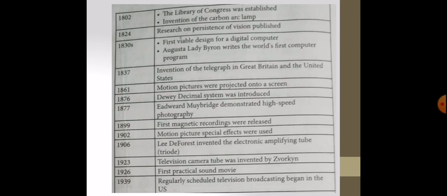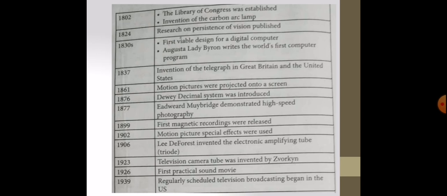In 1837, invention of the telegraph in Great Britain and the United States. In 1861, motion pictures were projected onto screen. In 1876, Dewey Decimal System was introduced. In 1877, Eadweard Muybridge demonstrated high-speed photography. In 1899, first magnetic recording was released.